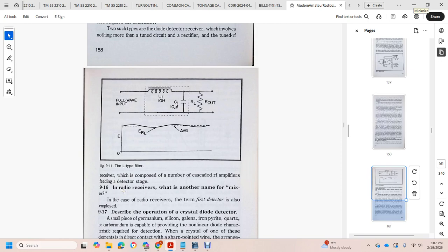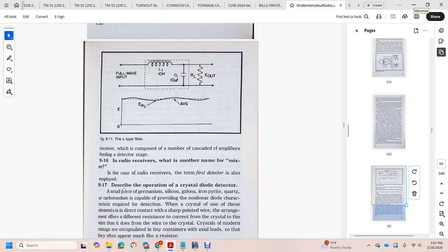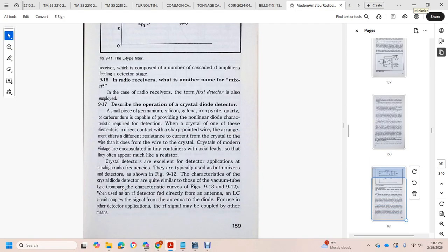In a radio receiver, the mixer is another name for the first detector, which is also employed. Consider the operation of the crystal diode detector. A small piece of germanium, silicon, galena, iron pyrite, quartz, or carborundum is capable of providing nonlinear diode characteristics in one direction. The crystal is in direct contact with a sharp point wire.